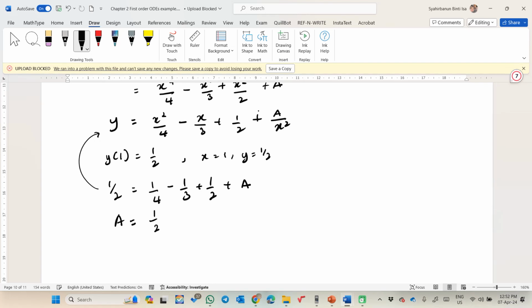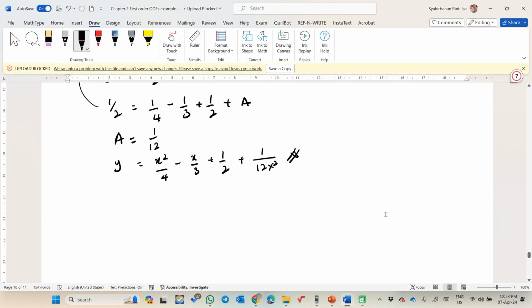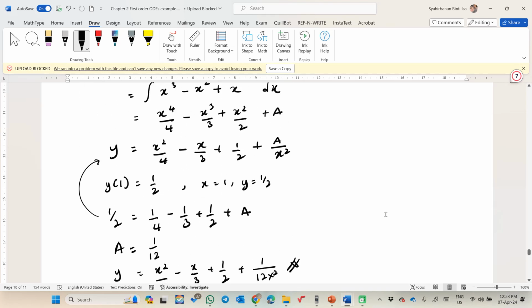Substitute back a into the solution. So y is x squared over 4 minus x over 3 plus 1 over 2 plus a, which is 1 over 12, so 1 over 12 x squared. That is the final answer. Okay, we finish the linear equation. So thank you.